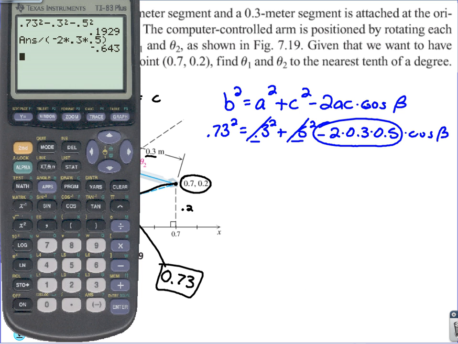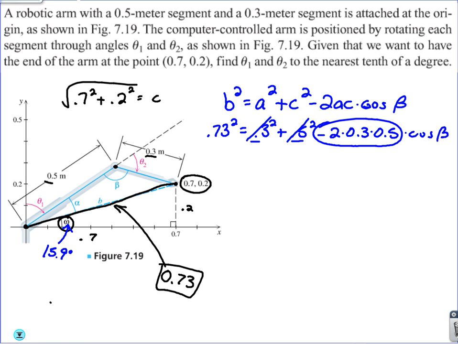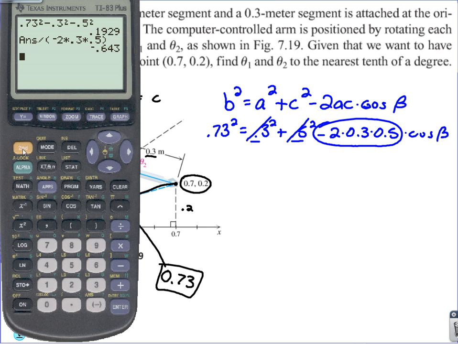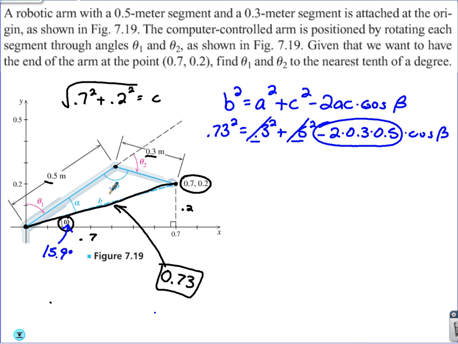Back to my calculator. So the cosine is equal to -0.643. So I'm going to do the inverse cosine of that answer. It gives me about 130 degrees. We'll call it 130.0. So beta is about 130.0. Did anybody use the exact and get anything?